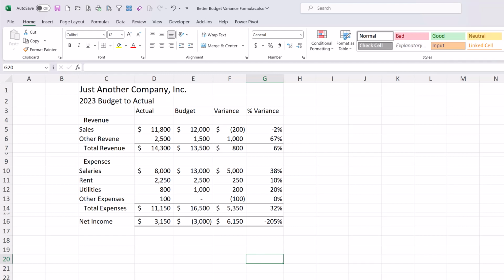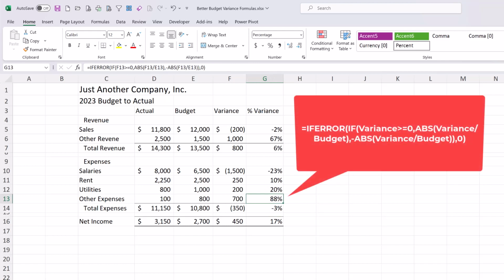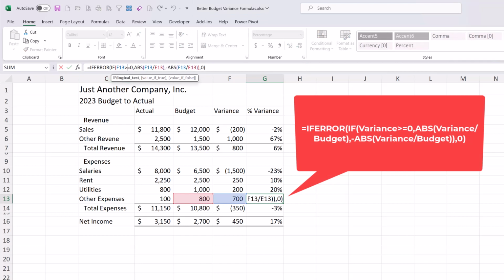I'm going to flip over to this other sheet. Here's how I'm using it. We still have our same IFERROR function. We have our same division, except I've included an IF function in here that basically looks at the variance and says, if your variance number is greater than or equal to zero, use the absolute value, making sure that's positive. If not, use a negative sign before the absolute value.